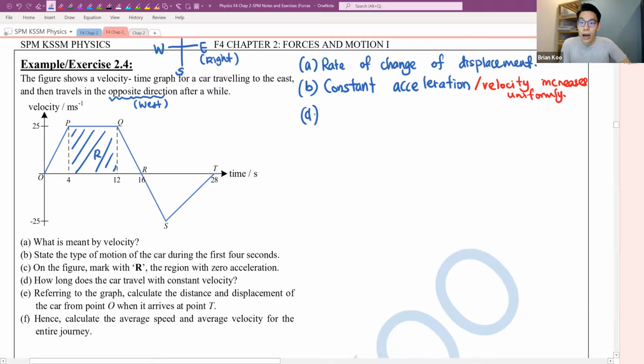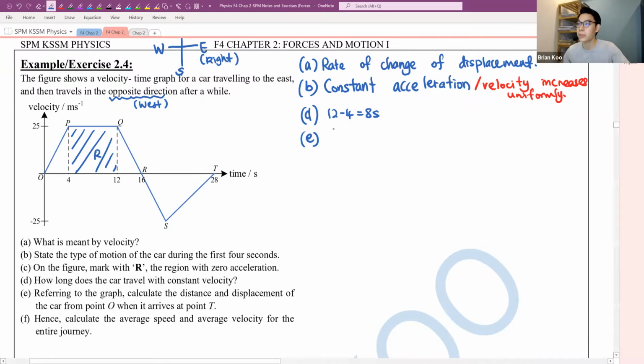Part D, how long does the car travel with constant velocity? Well, that is just from 4 seconds to 12 seconds. The car actually traveled at a constant velocity for 8 seconds, from 4 to 12. So C and D actually is asking the same thing in a different way only. Referring to the graph, calculate the distance and displacement of the car from point O when it arrives at point T. Okay, distance and displacement.